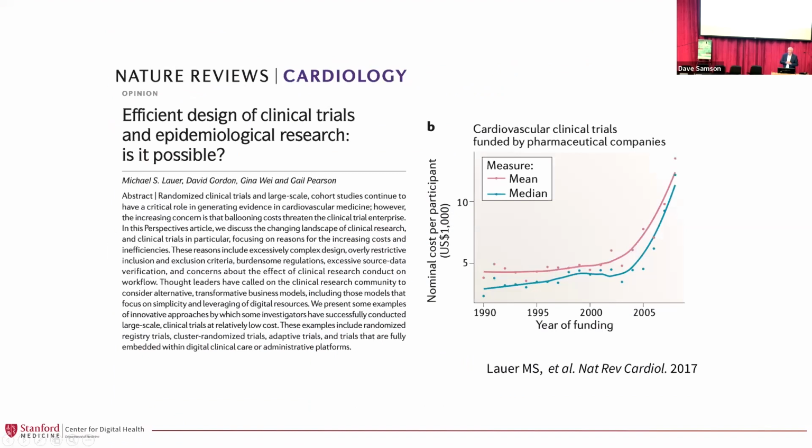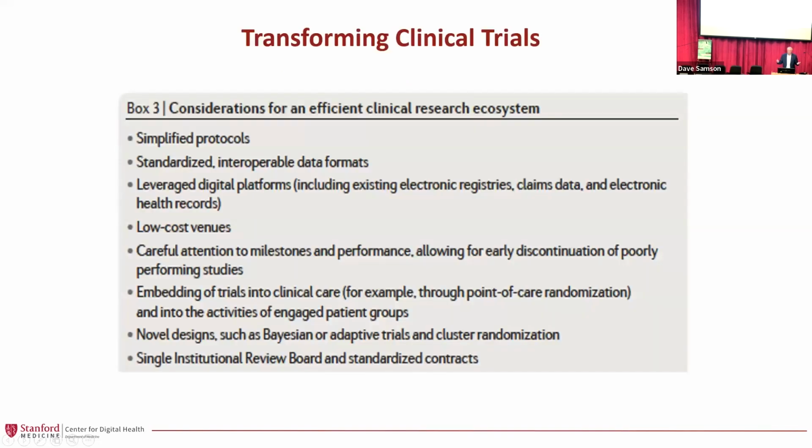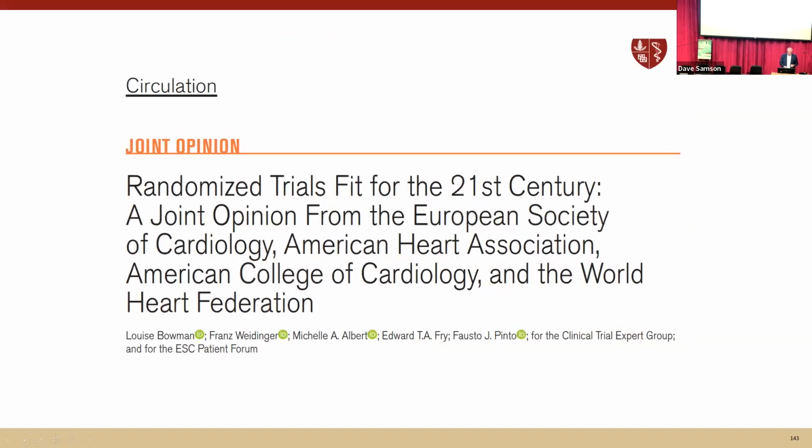The NIH has talked about this. Mike Lauer has asked the question, can we do more efficient clinical trials? Is it possible? And he lays out, well, there's some things to consider. And guess what? Almost everything on his list is on our list and vice versa. We're all thinking about the same things. But as Bill and I have been sidebarring over here, how do you actually do those in the real world, in practice?